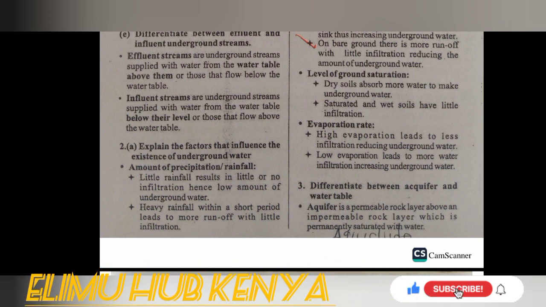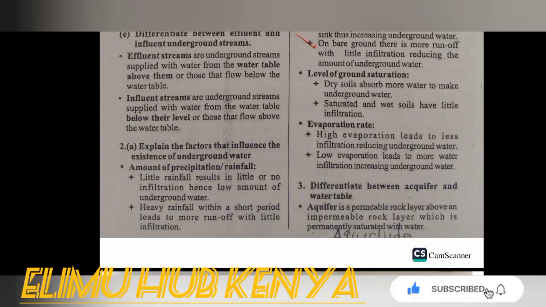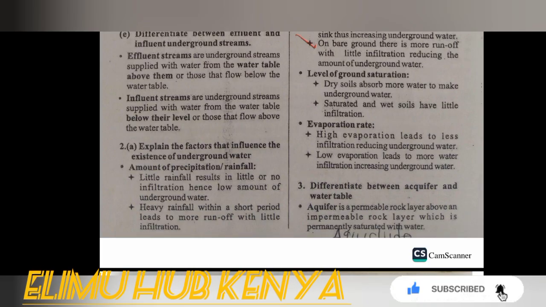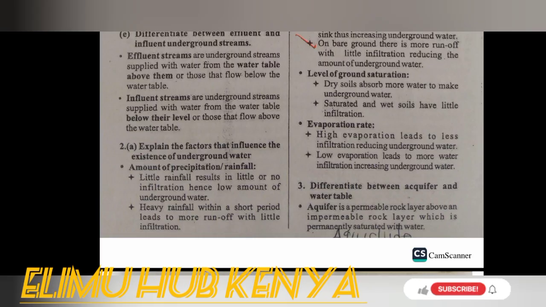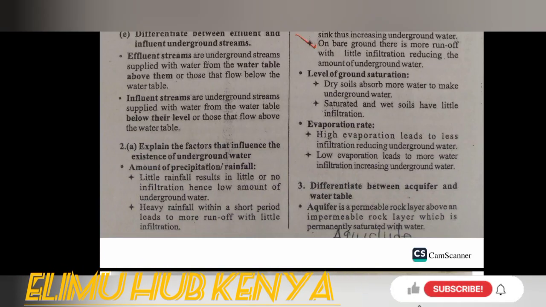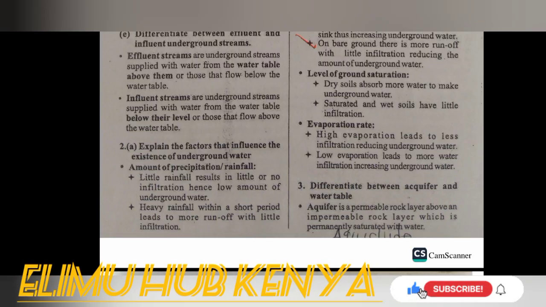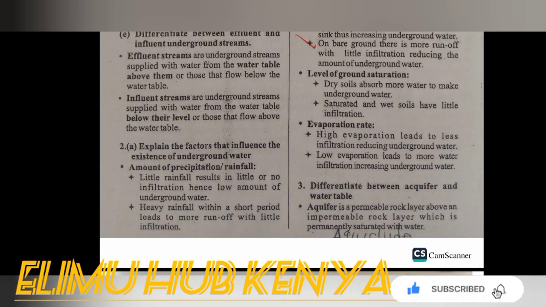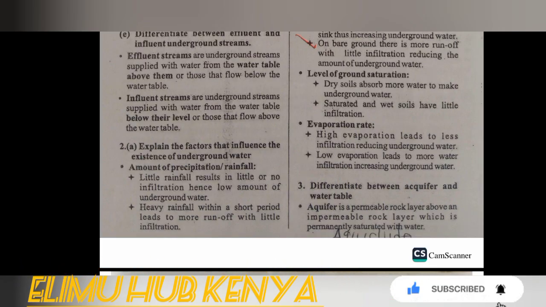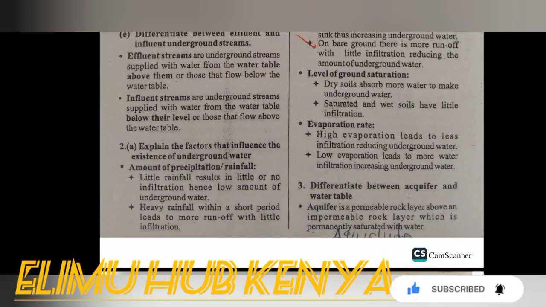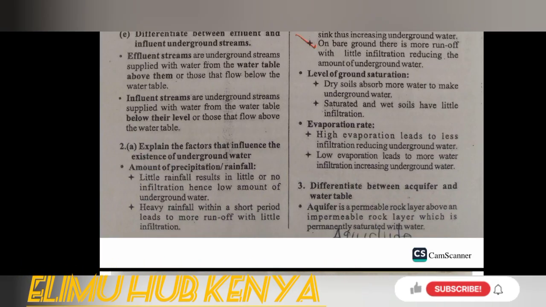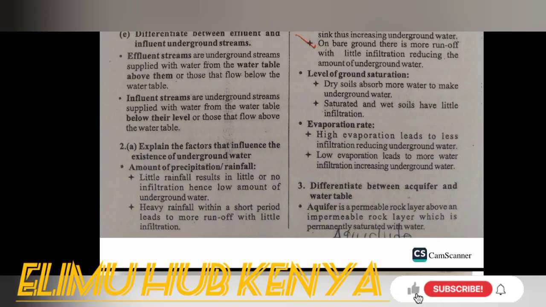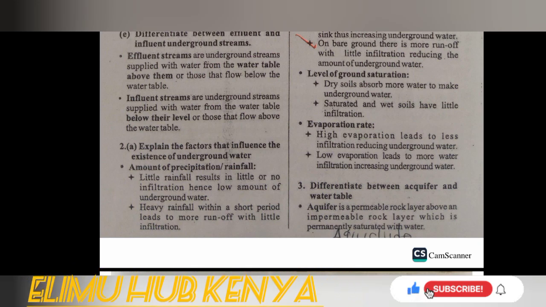Then the other term that you need to look at is an aquiclude. An aquiclude is a rock, more of a clay, which allows water to enter but does not allow it to pass through it. It allows water to enter but does not allow water to pass through it. Other terms we are going to look at later in this discussion are the water table, artesian, and artesian basin. We are going to look at them as we move on.